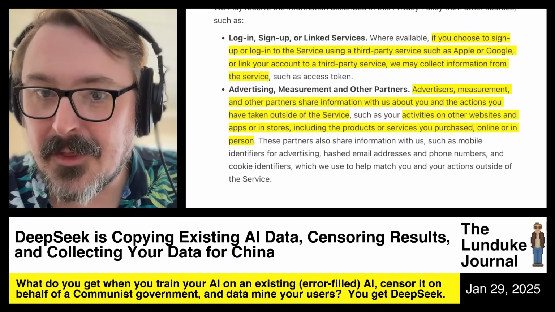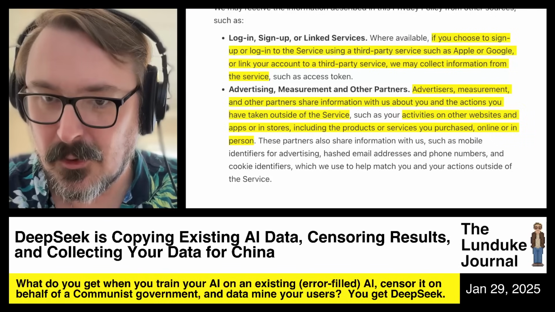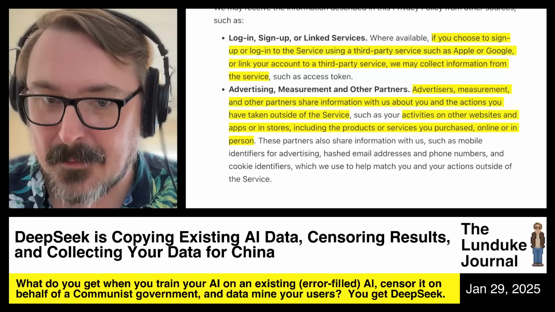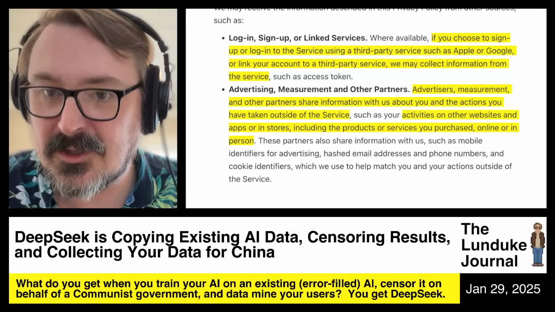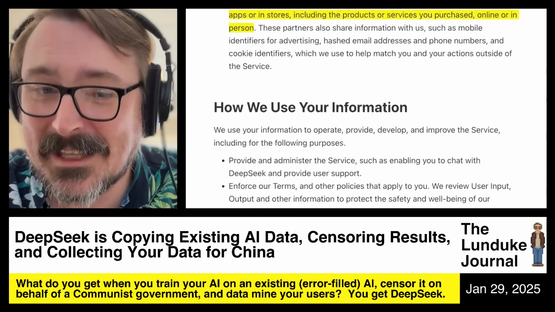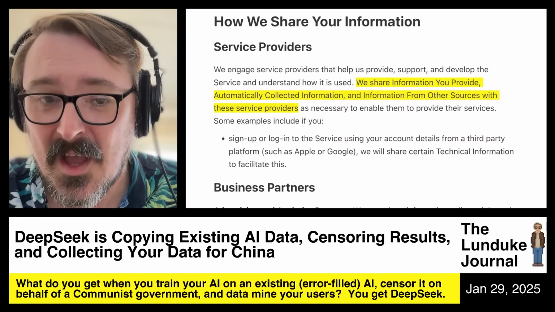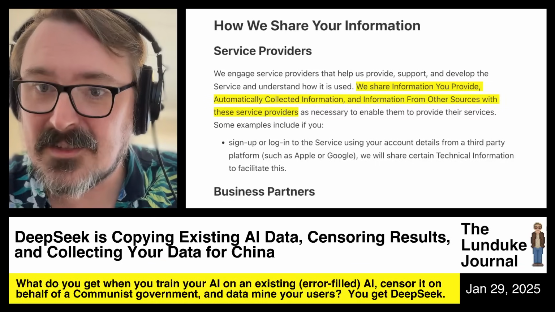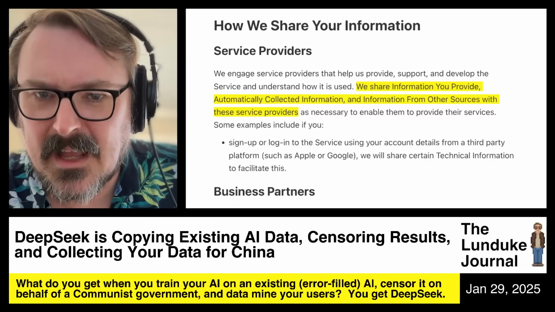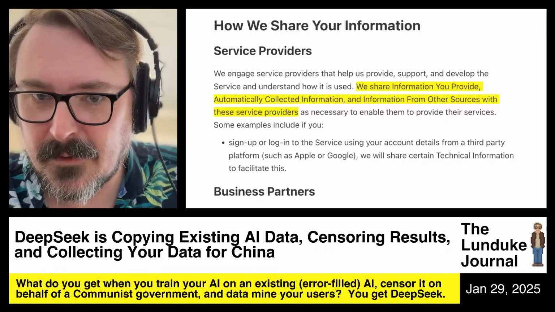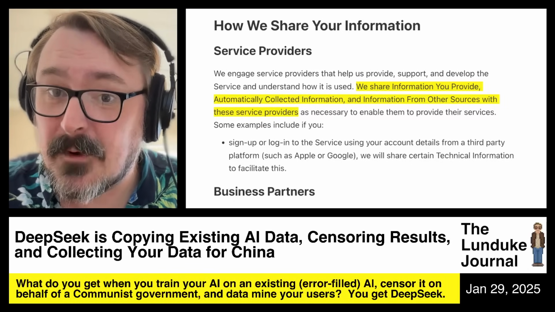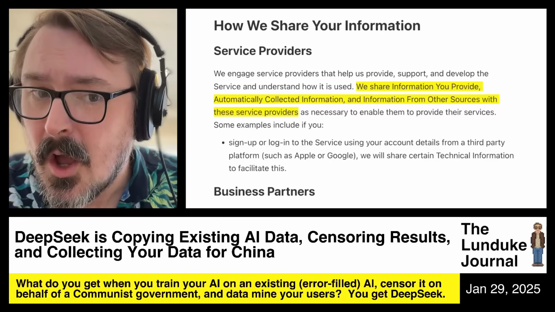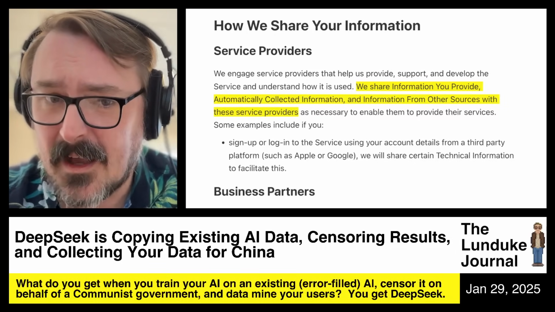Advertisers, measurement, and other partners share information with us about you and the actions you have taken outside of the service, such as your activities on other websites and apps or in stores, including the products or services you purchased, online or in person. Essentially, what this means is they have, under a section of how we share your information, we engage service providers that help us provide support and develop the service. Okay. And understand how it's used. Okay. We share information you provide, automatically collected information, and information from other sources with these service providers. What?